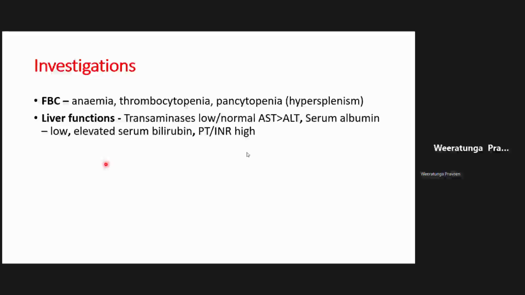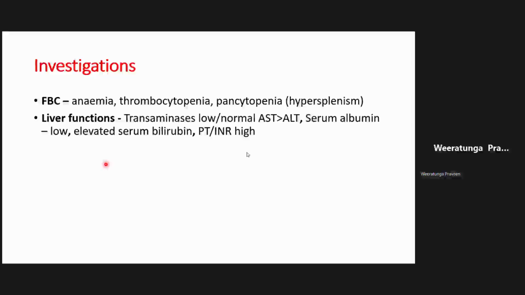The AST is higher than the ALT. AST is usually higher than the ALT, but it's not thousands. It is only a little higher, like 100 or 150. Not very high. Right? And as you know, as a result of the portal hypertension, they get splenomegaly and hypersplenism. So they can have pancytopenia, thrombocytopenia.